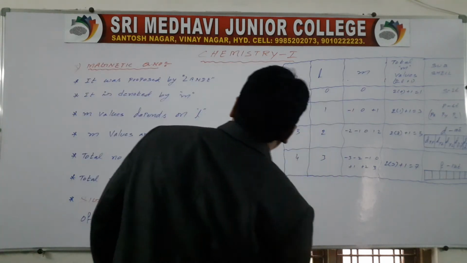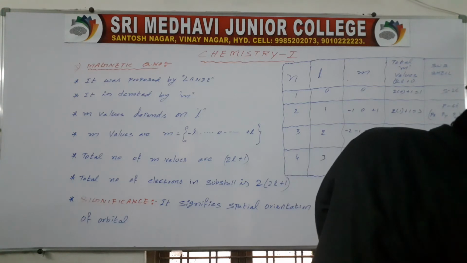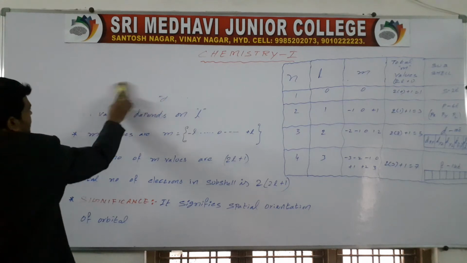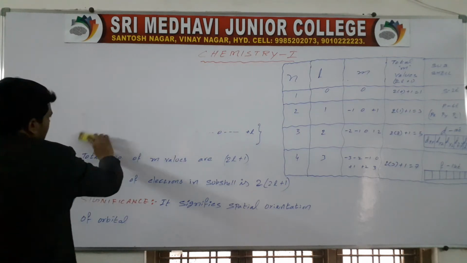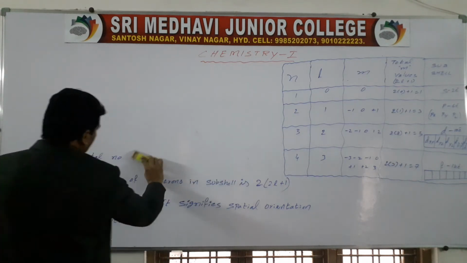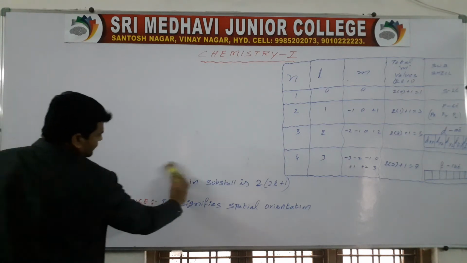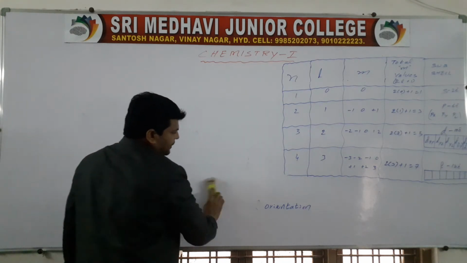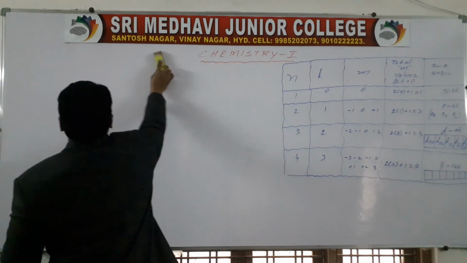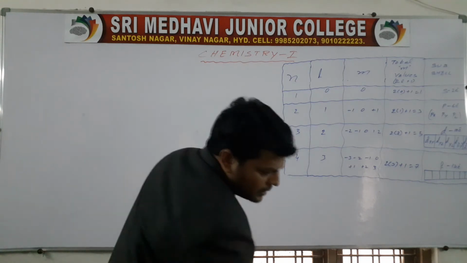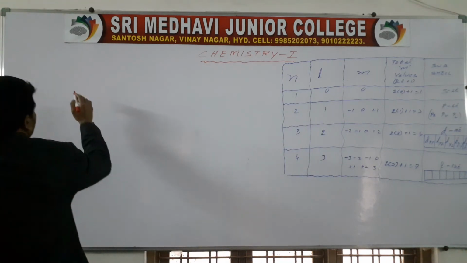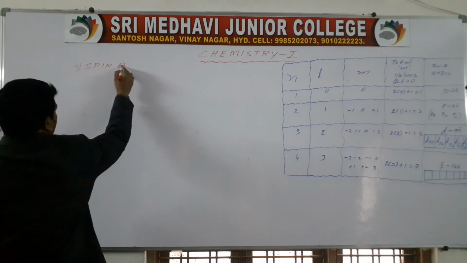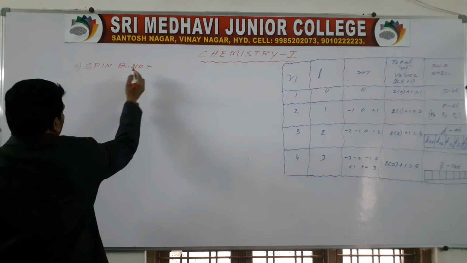Then we are going to discuss the fourth quantum number, which is the spin quantum number. Then who proposed the spin quantum number and the remaining explanation we are going to discuss. The fourth quantum number is the spin quantum number.